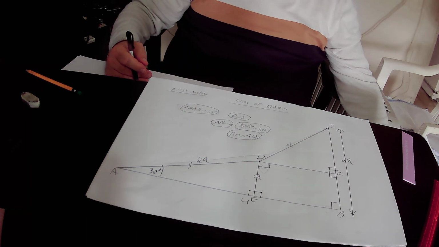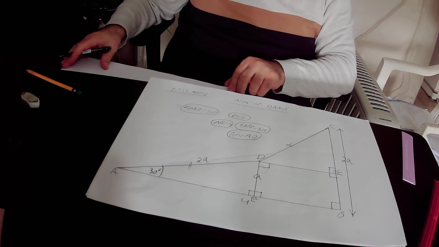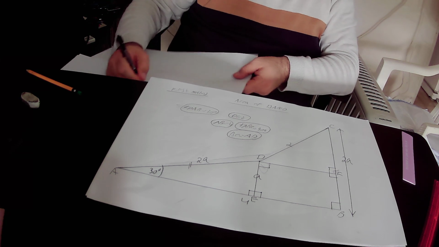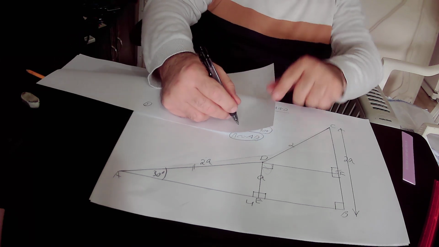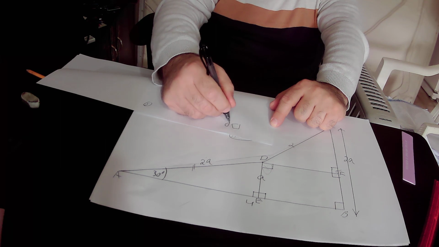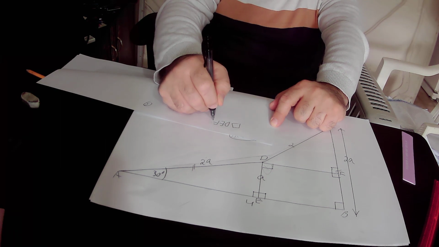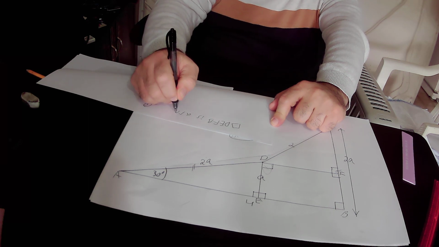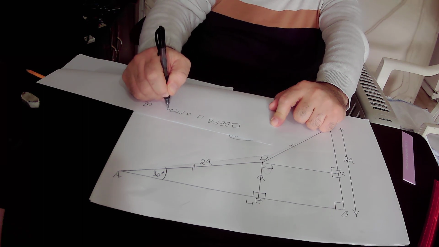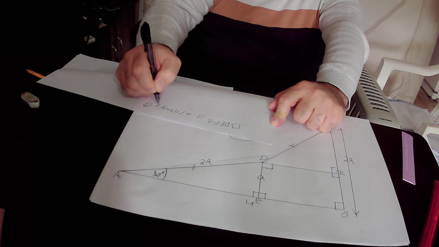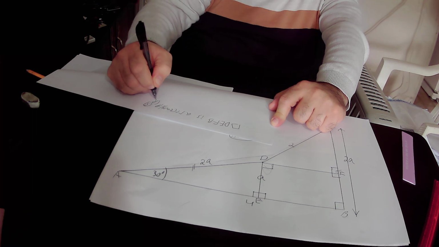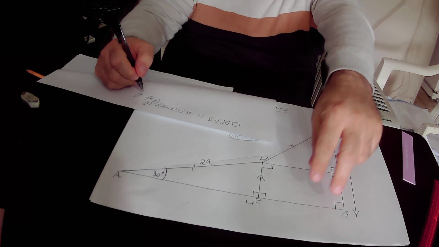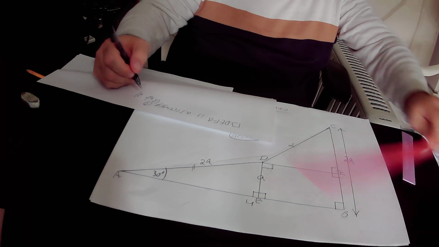So you write the conclusion. According to rule number 2, quadrilateral DEFB is a rectangle because it has 4 right angles. Okay? Quadrilateral DEFB is a rectangle because it has 4 right angles.